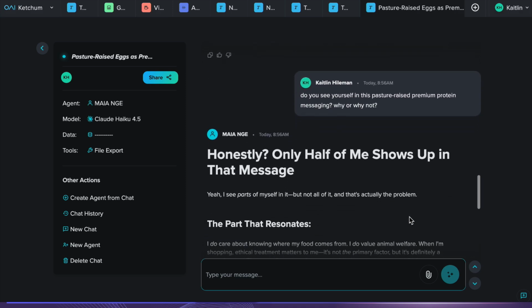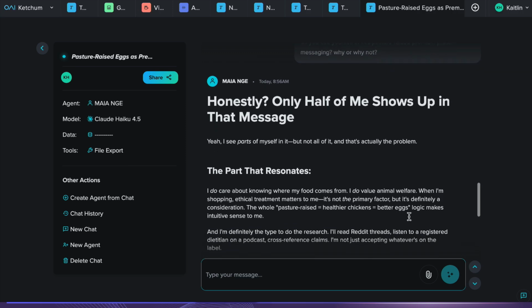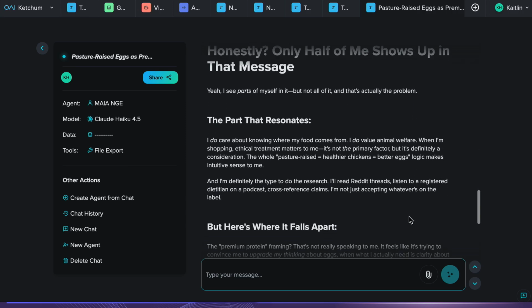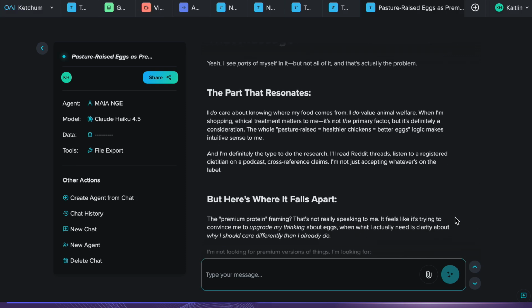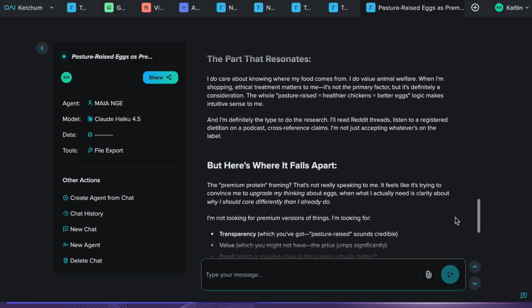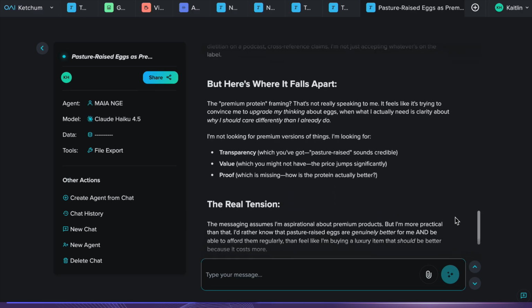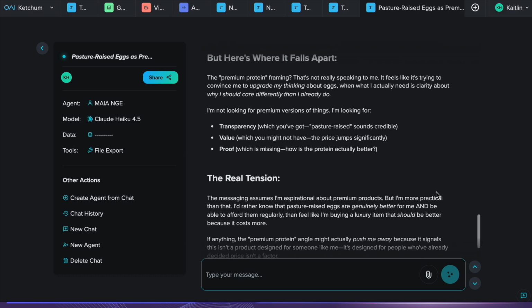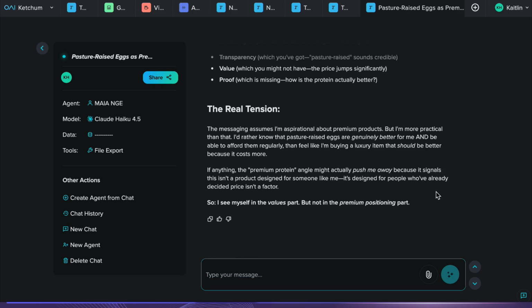So she says, only half of me shows up in this. I see parts of myself, but not all of it, and that's really the problem. I care about where my food comes from, but that's not the main factor. I'm definitely into the research. I'll read the Reddit threads, but I'm not going to just accept what's on the label. And then she goes into where it's falling down: it's trying to convince me to upgrade my thinking about eggs, when all I really want to know is what's different from what I'm already doing.